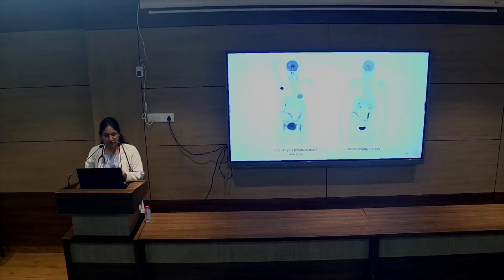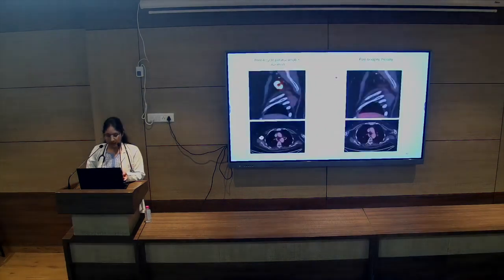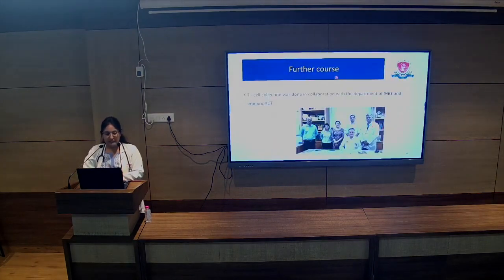This is the status which was post 4 cycles of polatuzumab and rituximab, followed by complete disappearance of the lymph node post the bridging therapy. Again, the similar result can be seen in the axial sections. So now T cell collection was done at our institute in collaboration with the Department of Immunohematology and Blood Transfusion and ImmunoAct, which is the chosen T cell manufacturer.